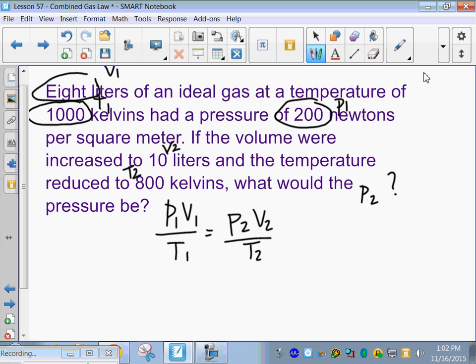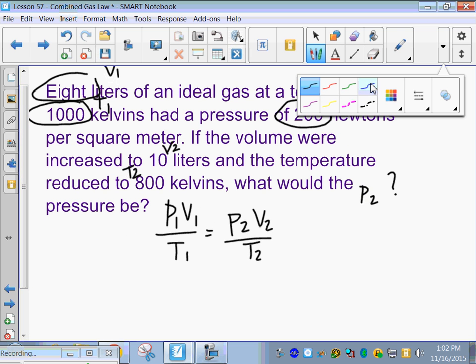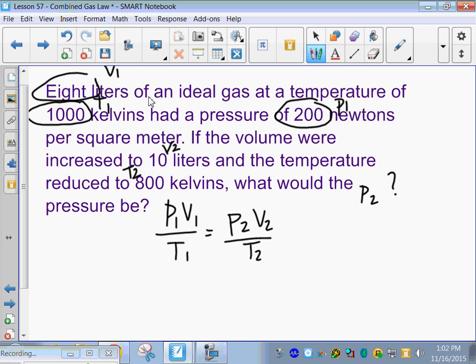So now all I'm going to do is go through and plug everything in, and then we're going to solve. So 8 is my first volume. 1,000 is my first temperature. 200 is my first pressure. Equals my second volume is 10 liters.